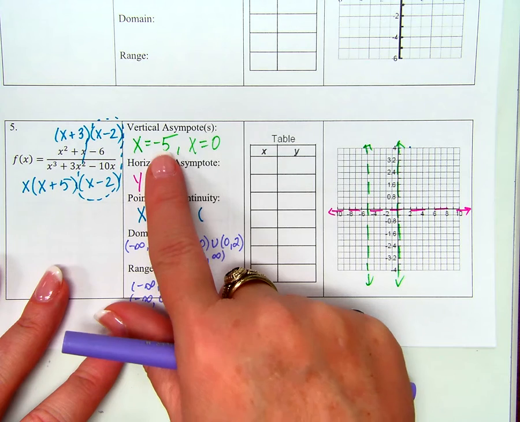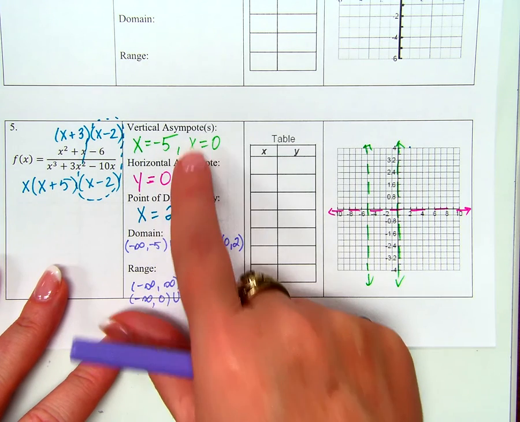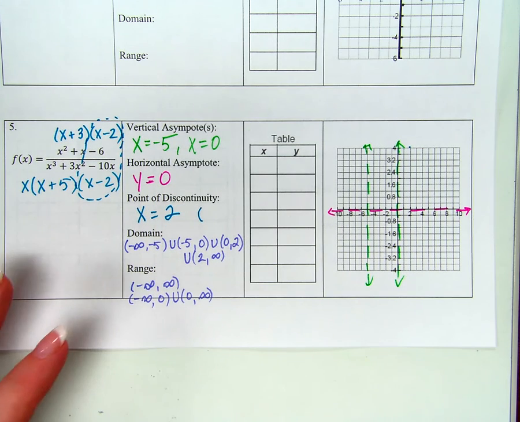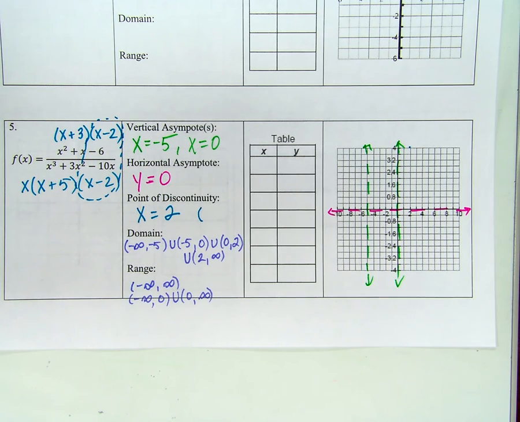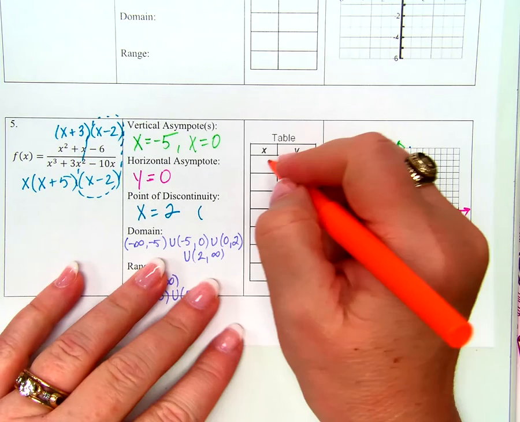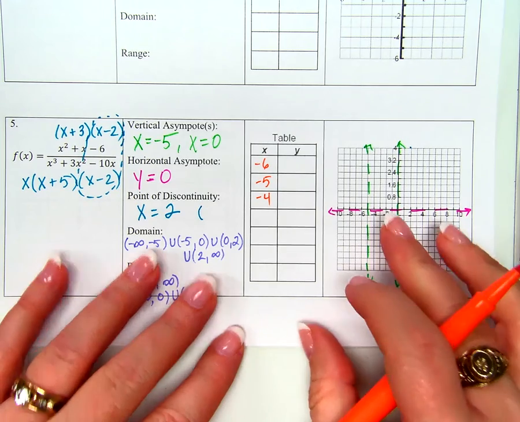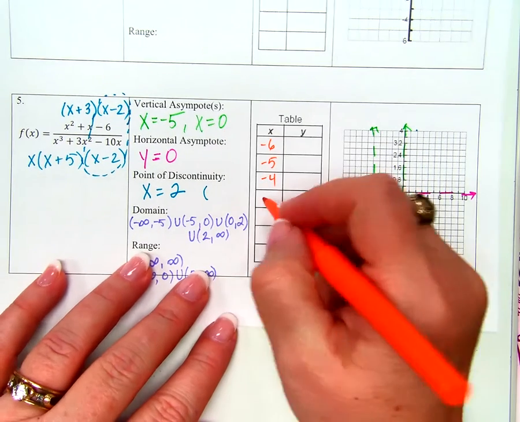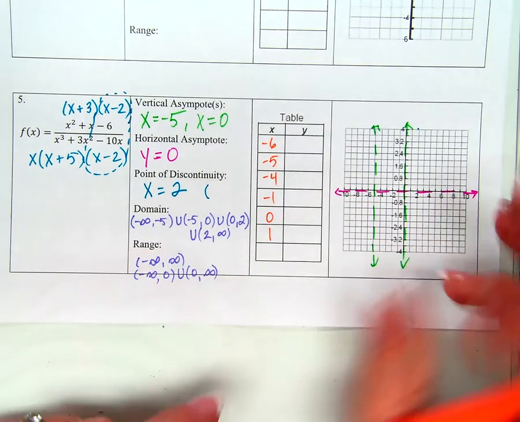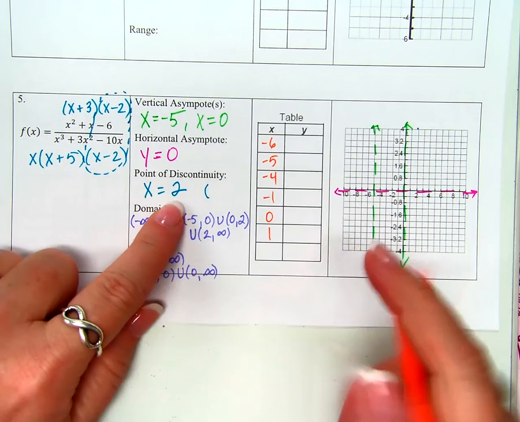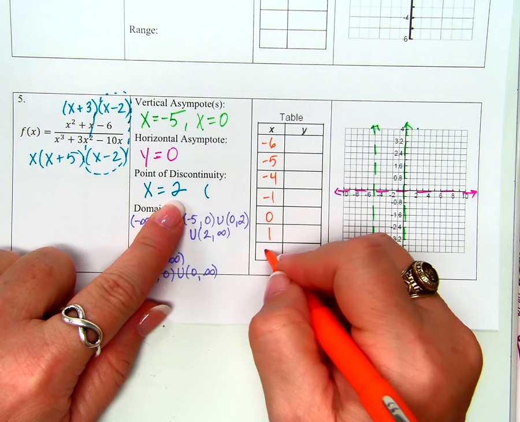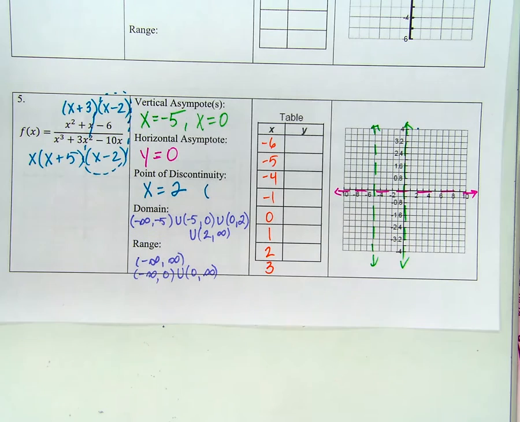I probably want to choose numbers that are around my asymptotes and around my point of discontinuity, don't I? Okay, so if I'm choosing that, then I really want to choose like -6, -5, -4, right? And then -1, 0, 1. And then, oh look, that's at 2, so I can just add 0, 1, 2, and 3.